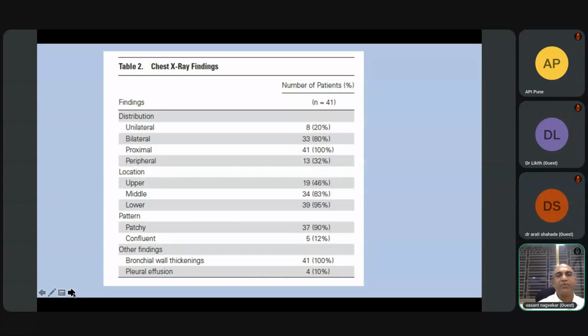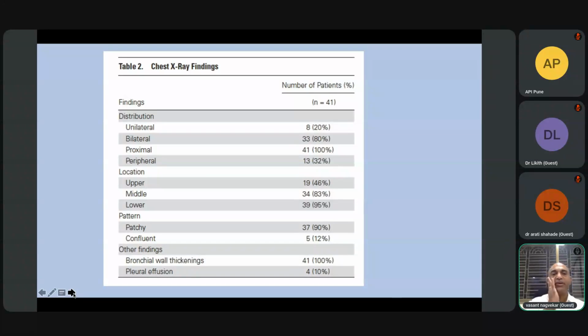In these 41 patients, 80% had bilateral involvement. Proximal lung involvement was seen in almost 100% of the patients, and peripheral localization was seen in 30%. So human metapneumovirus, slightly different, had a proximal predilection compared to the lower lobes. In terms of location, the middle lobe is more involved, and the pattern is patchy rather than confluent. Another finding is bronchial wall thickening, again seen in 100% of patients, because bronchial wall thickening will cause bronchiolitis and also bronchospasm.